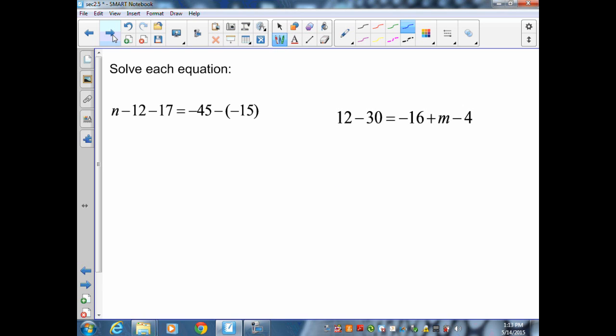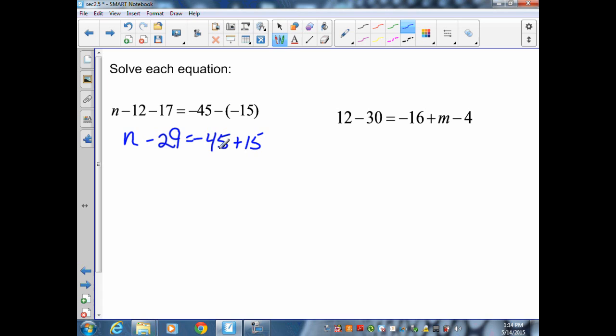Let's continue. Solve each equation. First, n minus 12 minus 17 equals a negative 4 minus a negative 15. What I want to do is copy the problem. Step 2, simplify. I bring down my n. Combine like terms. Negative 12 minus 17, which is a negative 12 plus a negative 17. Same sign, combine, use the sign. Gives me a negative 29. Equals a negative 45. Double negative turns to a plus.